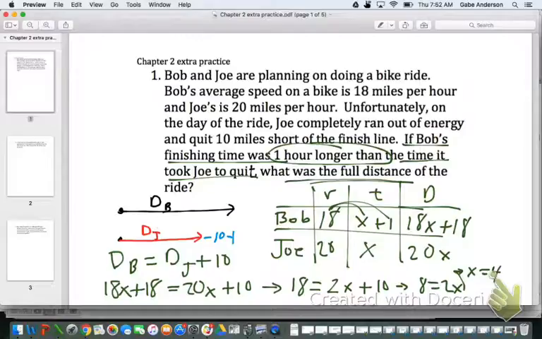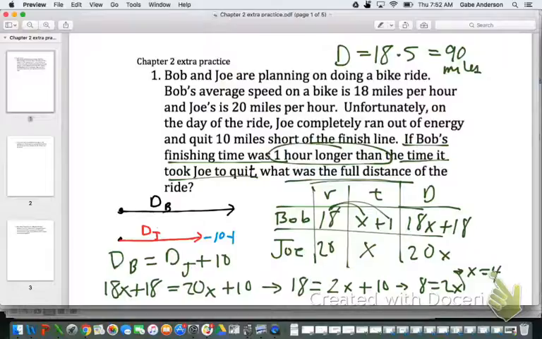So for how many hours did Bob ride his bike? 5 hours. That's a long time on a bike, right? And what's his average rate? 18 miles per hour. So how do we figure out a distance given a time and a rate? 18 times 5. So I would come back up here to finish this and say the full distance of the ride was an average rate of 18 times a time of 5. What's 18 times 5? 90. It's a long ride, isn't it? 90 miles. It was 5 hours. 5 hours, 90 miles. Okay?